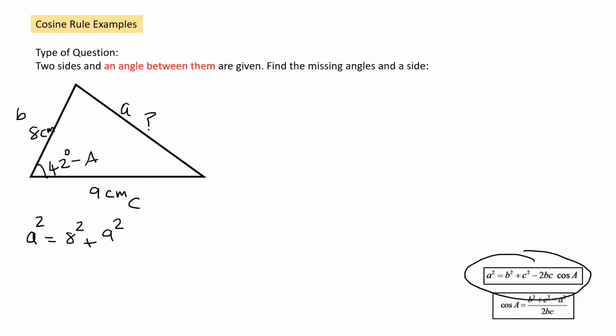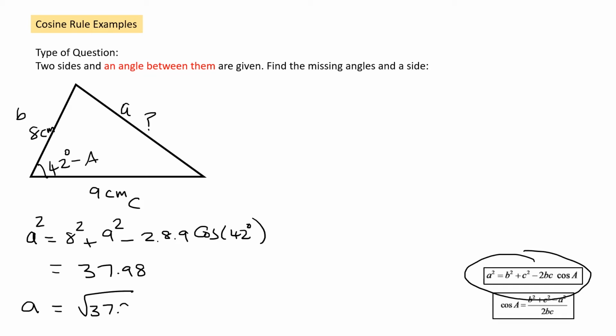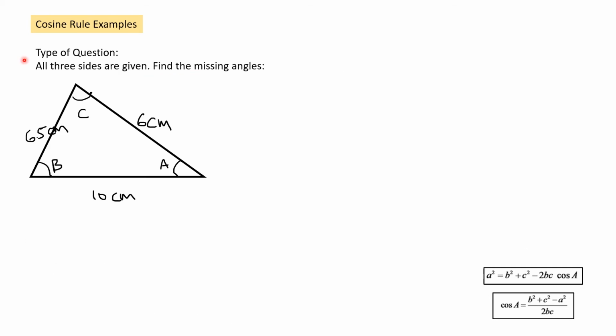9 squared minus 2 times 8 times 9, and the angle between the two given sides is 42 degrees. And if you put everything in your calculator, you will get an answer which is 37.98, which is equal to a squared. So a equals square root of 37.98, which is equal to 6.16 centimeters.